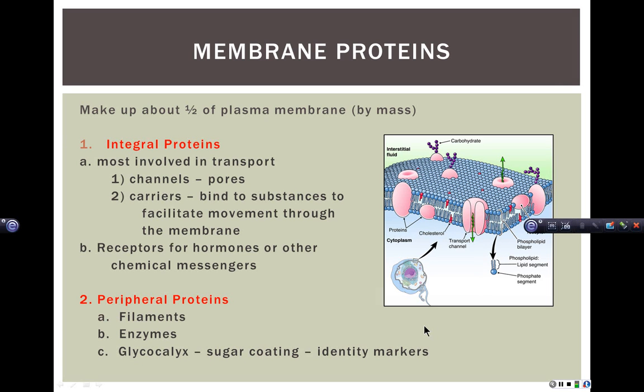All right, so that's the basic structure of a cell membrane.